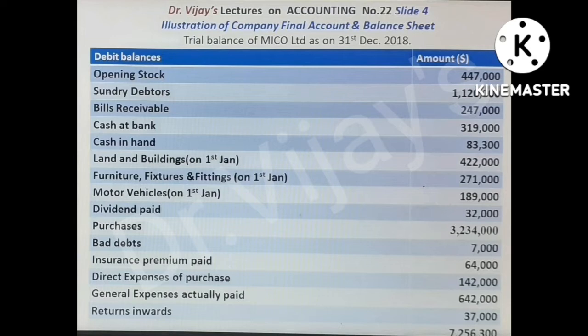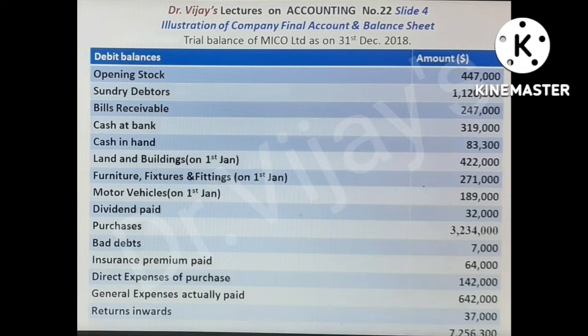Now let us try a simple problem on final account of companies. Trial balance of Myco Limited as on 31st December 2018 is given. Debit balances at first. First is opening stock.